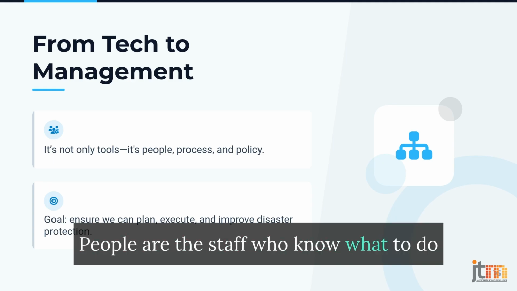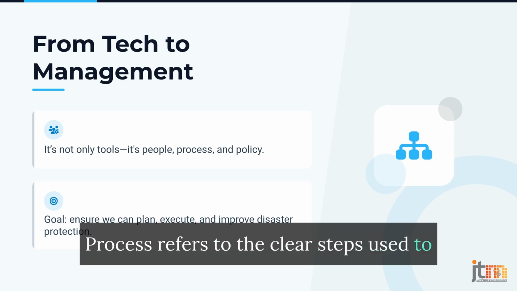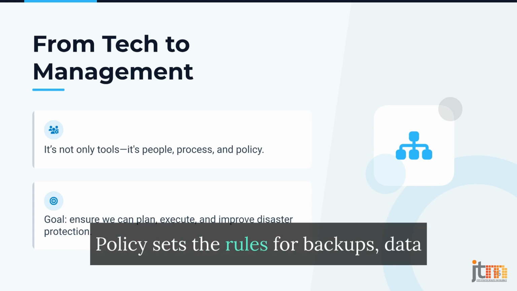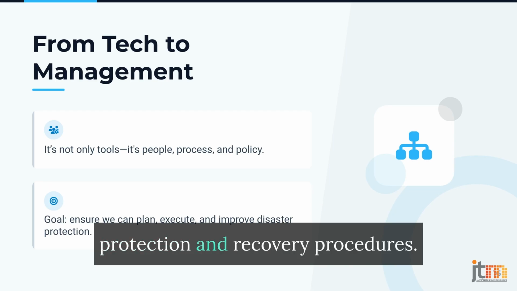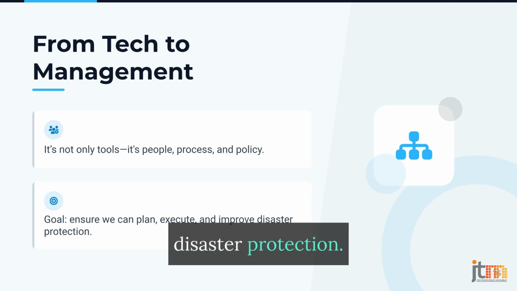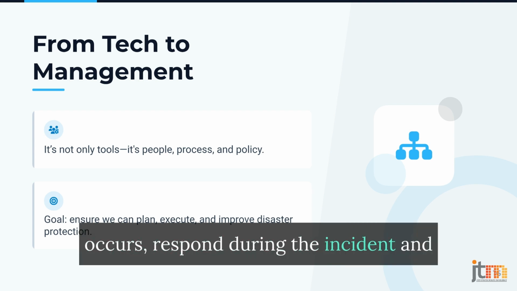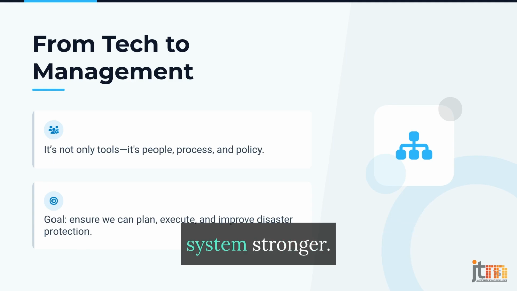People are the staff who know what to do if a system failure happens. Process refers to the clear steps used to restore the system. Policy sets the rules for backups, data protection, and recovery procedures. The aim is to plan, execute, and improve disaster protection. Organizations prepare before a problem occurs, respond during the incident, and then review what happened to make the system stronger.